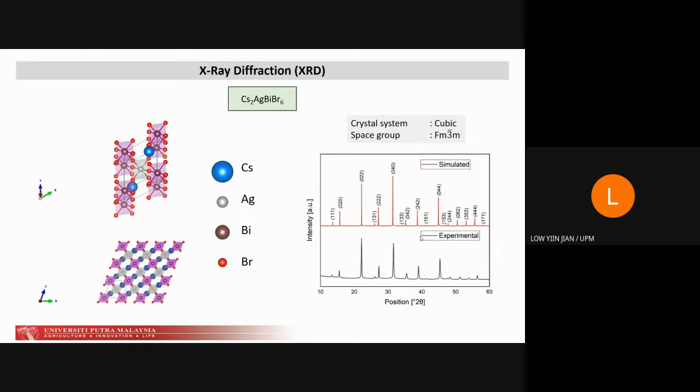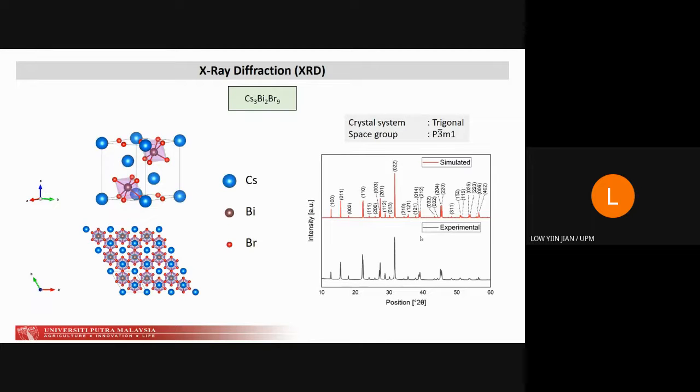So the experimental XRD pattern for the 2116 structure shows a good agreement with the simulated XRD, suggesting that the structure has been successfully formed. From here, we can see that the 2116 structure exhibits a cubic crystal system with a space group of Fm3m. In this structure, silver bromide and bismuth bromide octahedra are arranged alternately throughout the entire structure and are separated by the cesium ion.